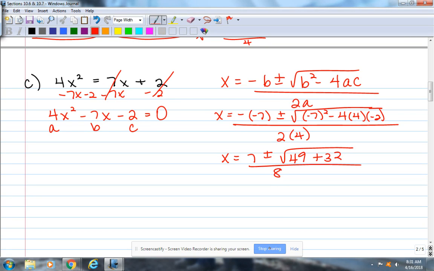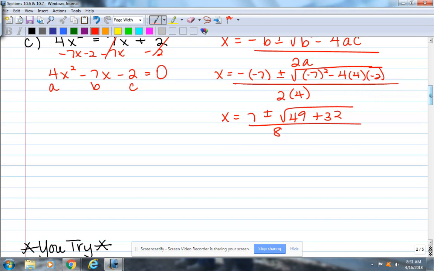Now what do we need to do? Just keep simplifying. Add under the radical. What is 49 plus 32? So 7 plus and minus the square root of 81 divided by 8. I love it when there's a perfect square in there. That means no decimals. So 7 plus and minus, what's the square root of 81? 9 divided by 8. So this is going to be nice to do our arithmetic with.